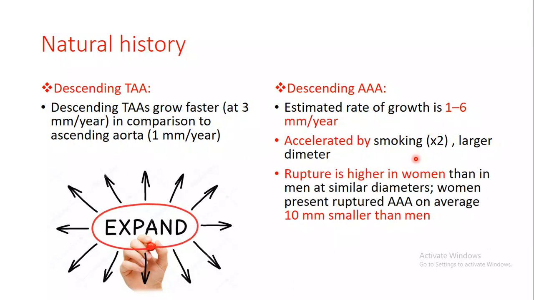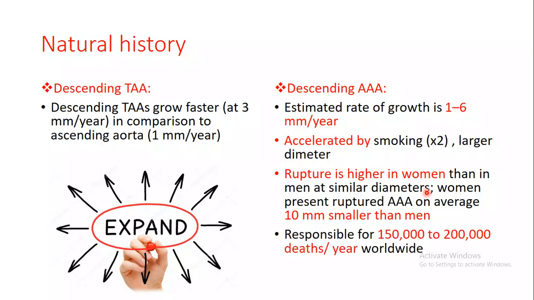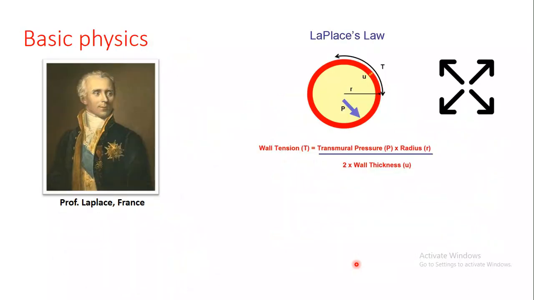The rupture risk is higher in women than in men with similar diameter. For example, a male patient with an aneurysm of 5.5 centimeters has a similar risk of rupture as a female with a smaller diameter of 4.5 centimeters. And this actually translates into a mortality of 200,000 cases per year worldwide.